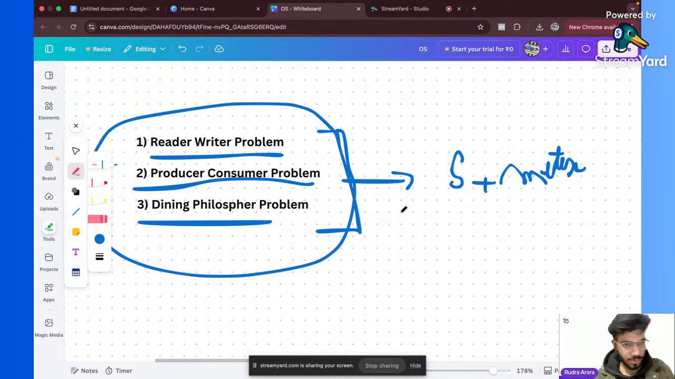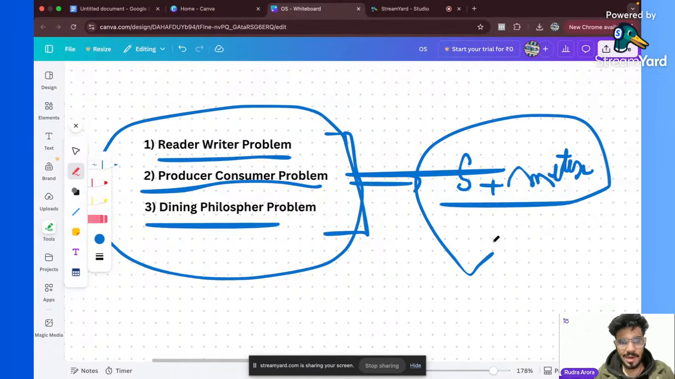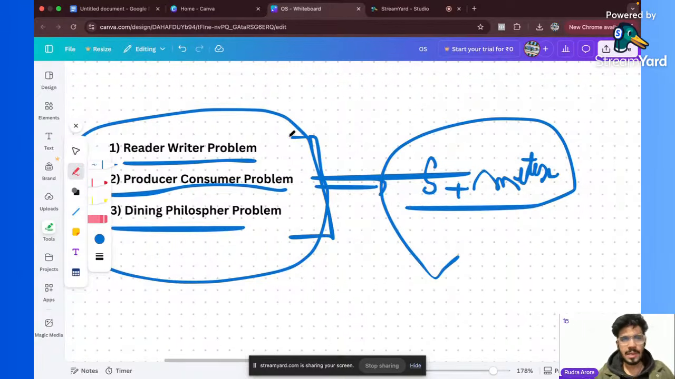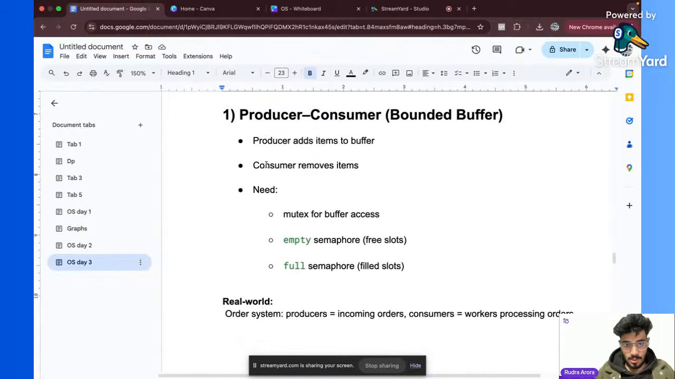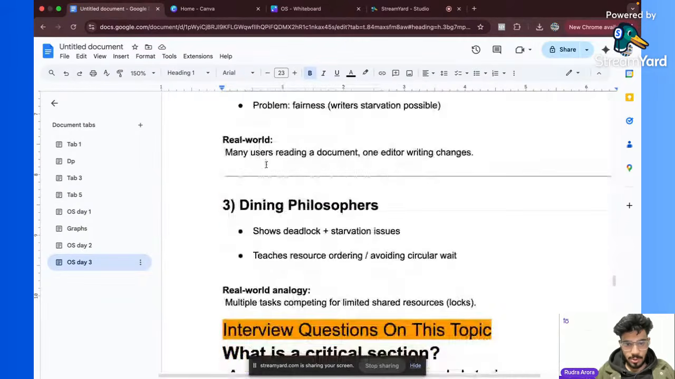Right, so just read about them. They are not that much, but definitely it would be asked how you can solve them, and you'll simply answer that they can be solved using semaphore and mutex. So this is all about those.